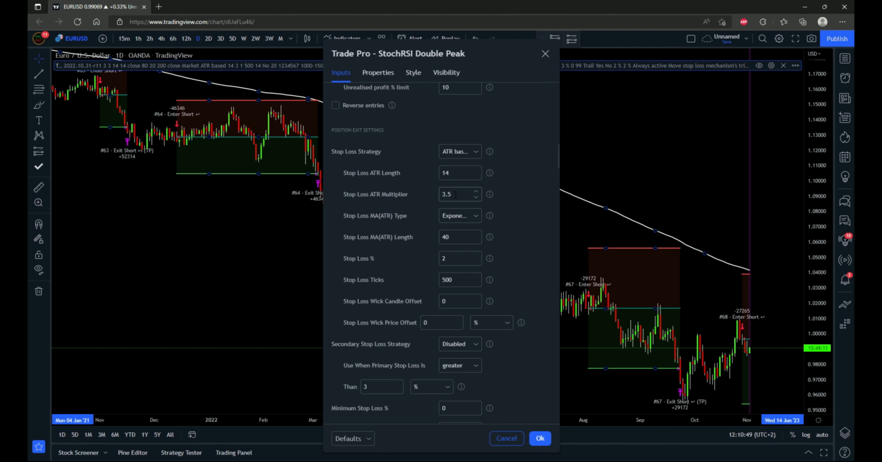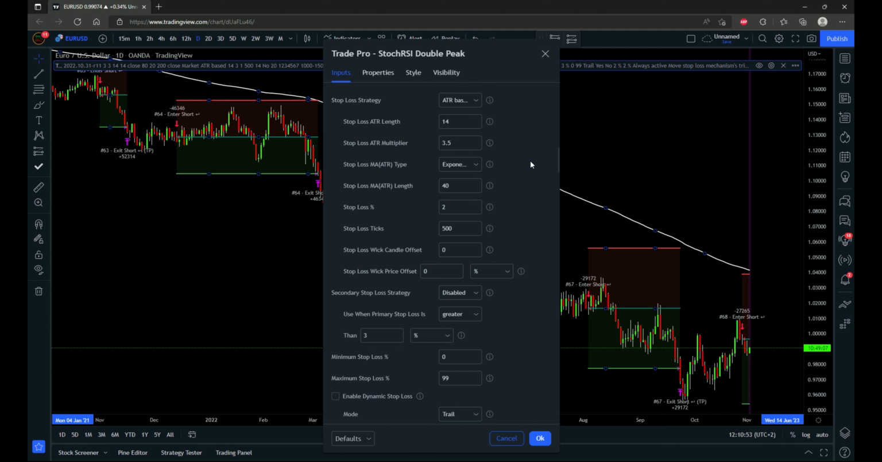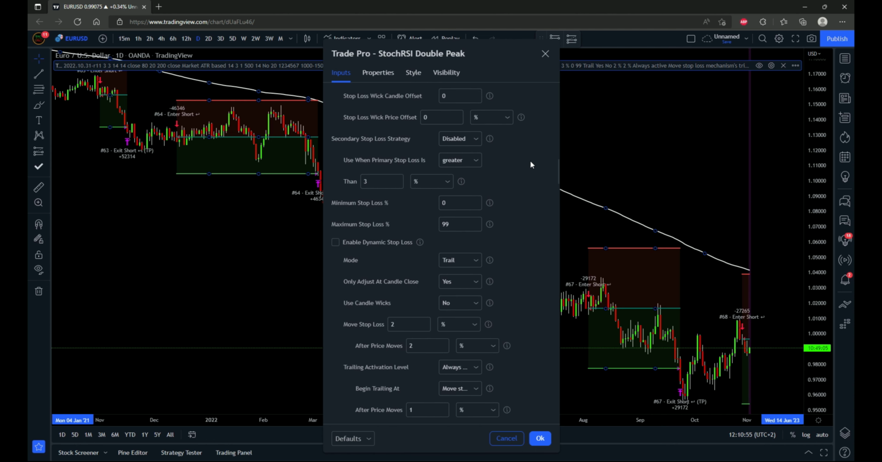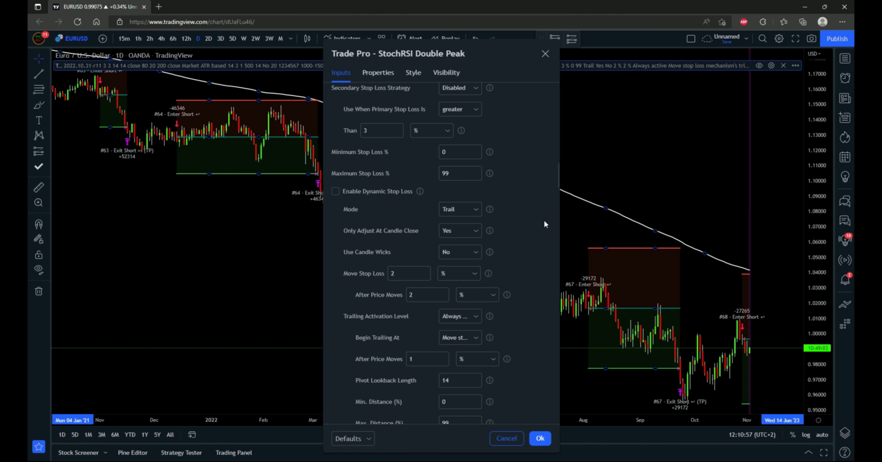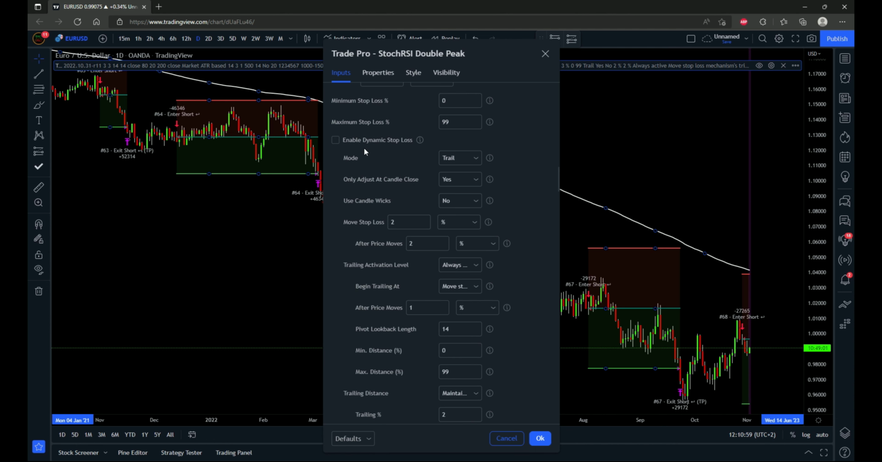I believe the default is 2, but of course, you can try out different settings there. Now let's go down here and we can take a look at the ability to enable a dynamic stop loss. So what I was talking about earlier with being able to move the stop loss to break even or move it into profit at a certain point based on the parameters you set here.